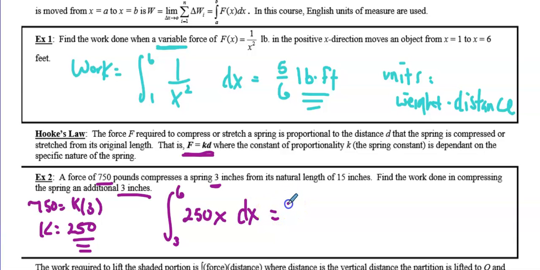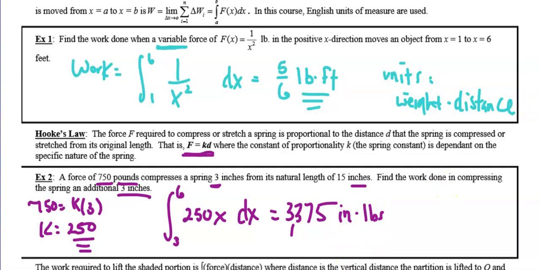And then we're going to use our fundamental theorem of calculus, and we're going to get that the force on this is going to be 3,375 inches, and then it's going to be pounds, or pound-inches. In this case we have inches for our distance, and this is our pounds. So that is going to be our next example. And again, notice that the units are going to be, again, weight and then distance.